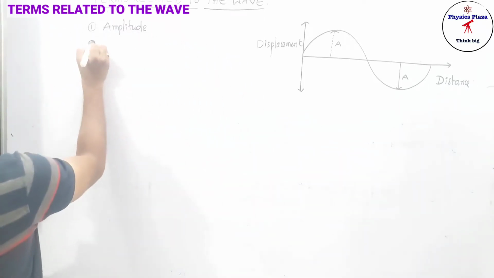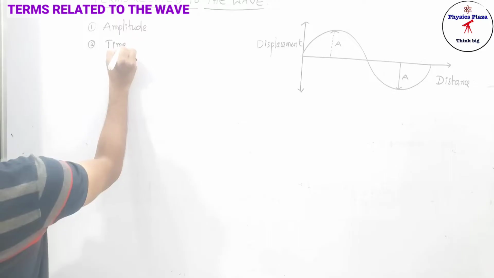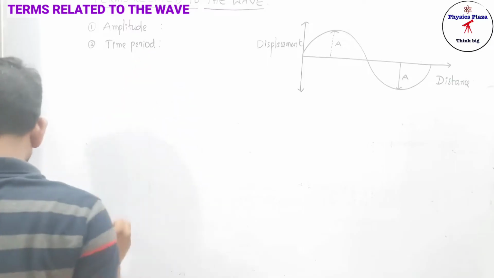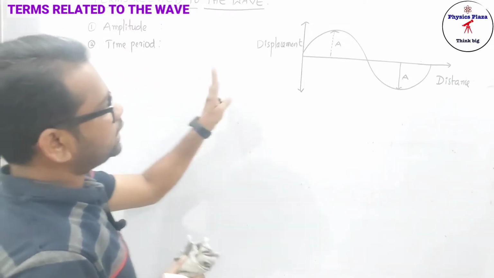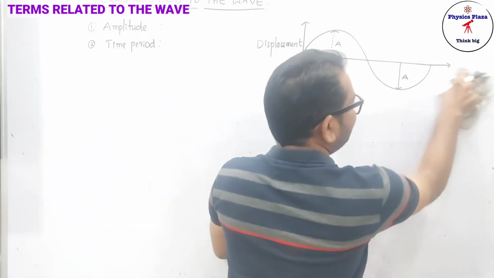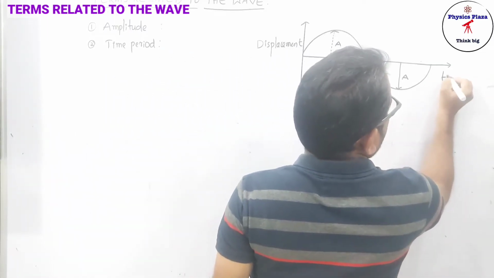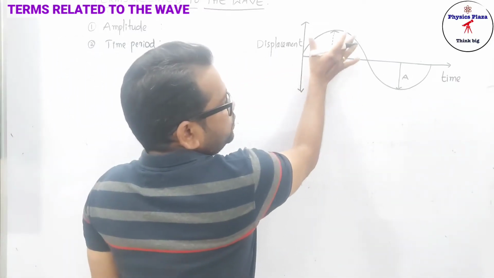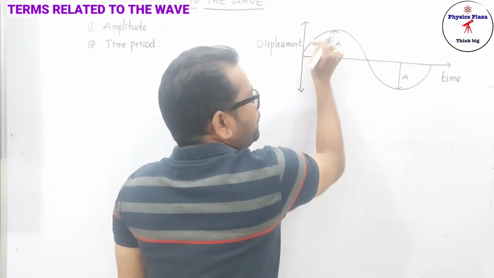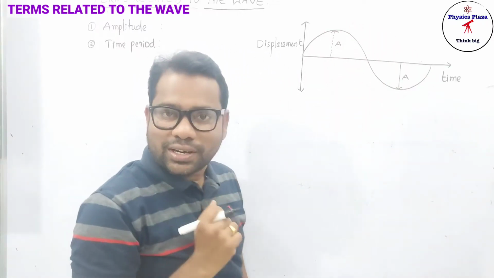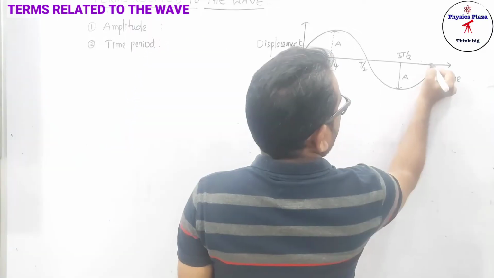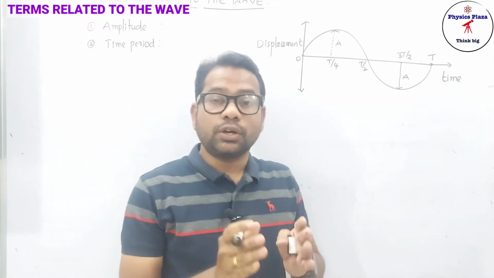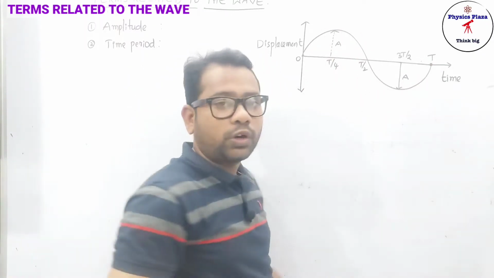Now the second one is time period. Very, very important. To define amplitude we took a displacement-distance graph, but for time period we need to take time, so a displacement versus time graph. Here is a half wave, here is one more. To complete this wave, some time is taken, right? Let us say it starts at 0 and this will be t. So what is the time period? The time taken to complete one wave is called time period.